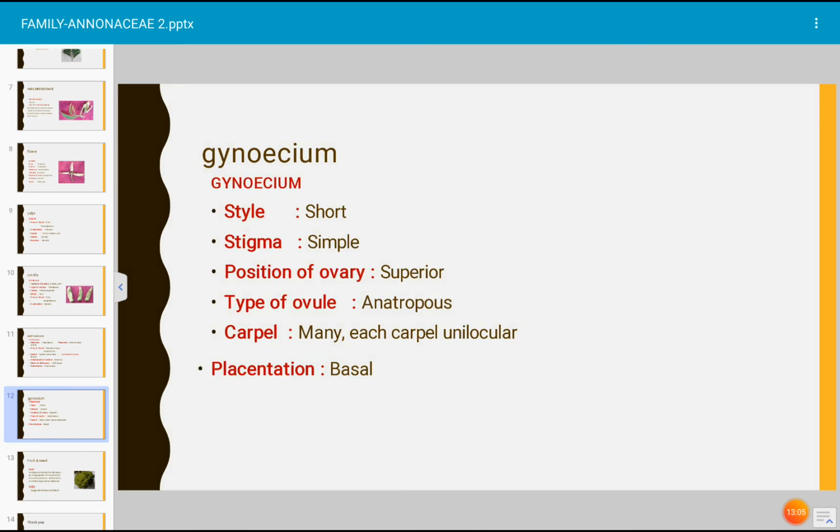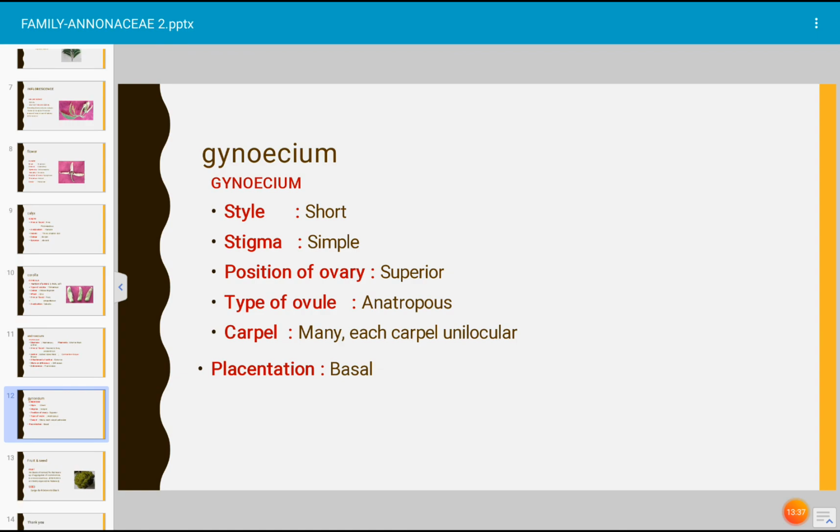Next slide. This is the gynoecium. Gynoecium is the female part of the flower. Gynoecium consists of ovary, style and stigma. Style in Annona squamosa is very short. Stigma is simple. Position of ovary is superior. Superior ovary means the floral parts, calyx, corolla, androecium originate from the base of the ovary. Therefore, such ovary is described as superior.